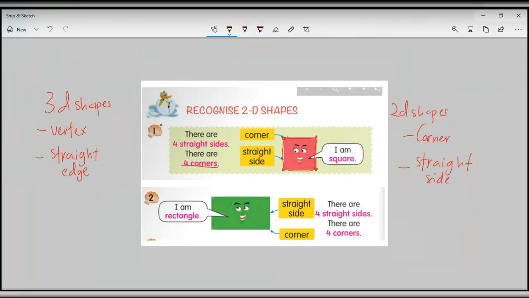Now we look at number two. This shape, we call it rectangle. I am rectangle. So how many straight sides does the rectangle have? We count 1, 2, 3, 4. So altogether there are 4 straight sides. Then we look at the corners. 1 corner, 2 corners, 3 corners, 4 corners. So there are 4 corners. The square and the rectangle have the same character. They have 4 straight sides and 4 corners. Now we proceed to the next shape.